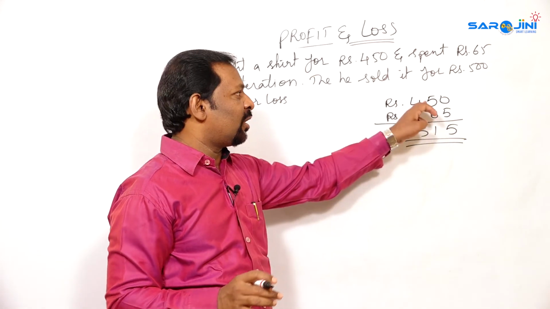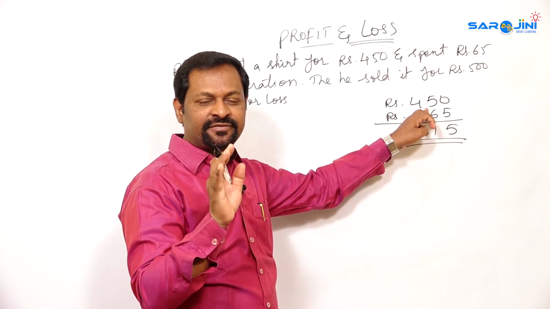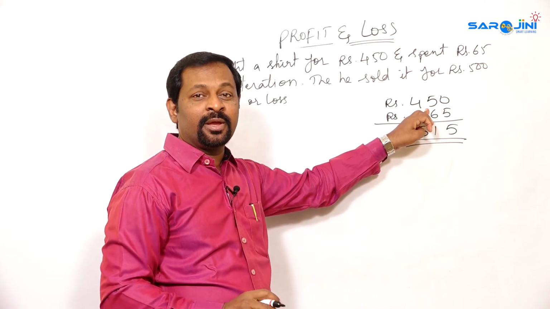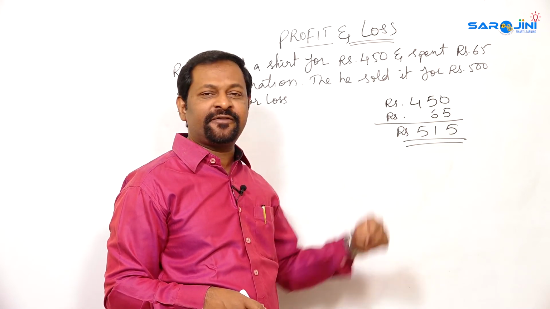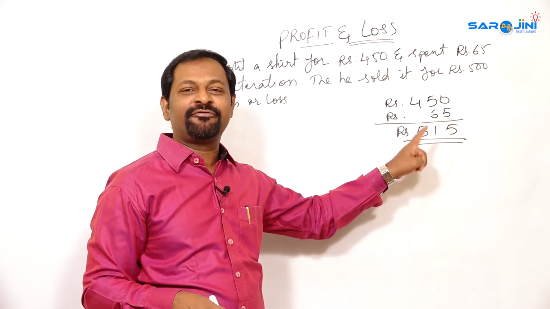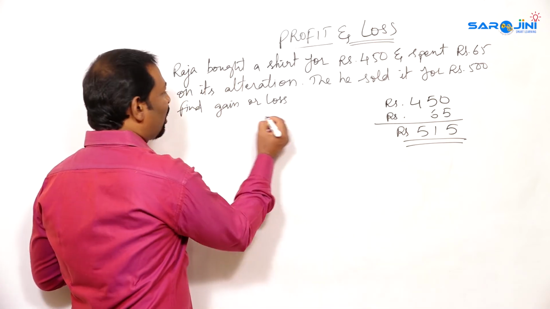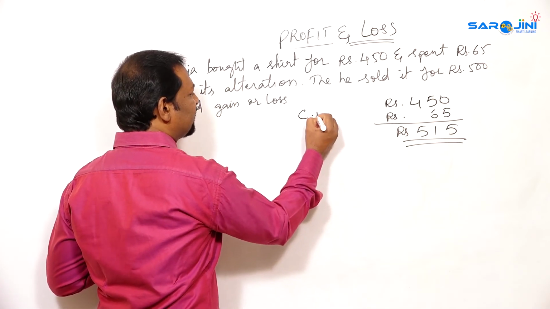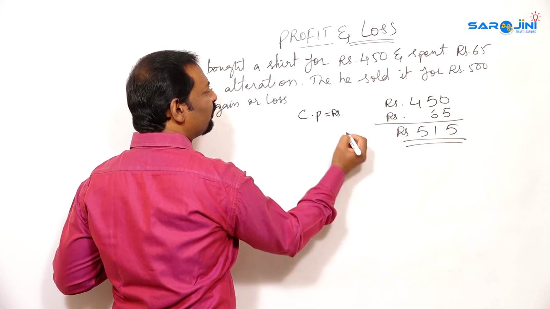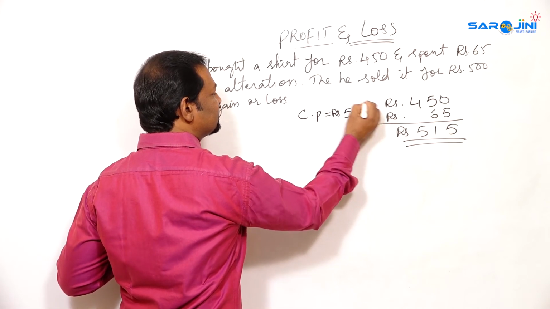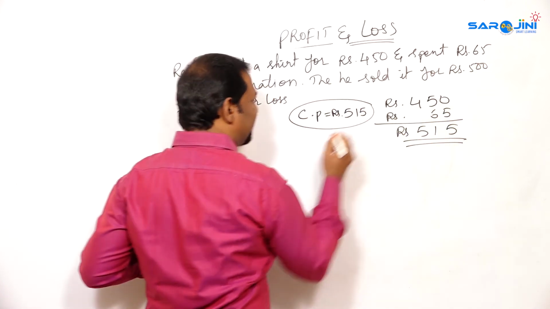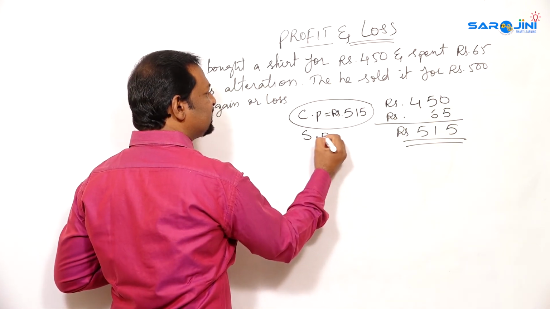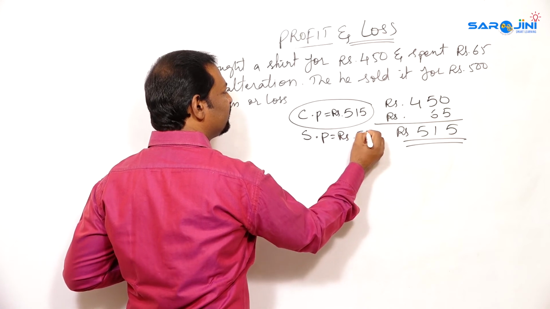Understood now? The actual cost price of the shirt is 450. But he again spent some amount, how much? 65 rupees. Now totally it has become 550 rupees. That means cost price of the shirt is equal to rupees 550. This is the first part. Next, he sold it for rupees 500. That means selling price is equal to 500.